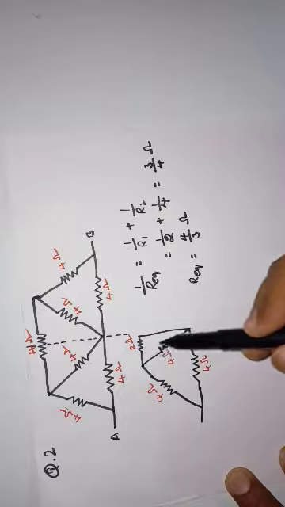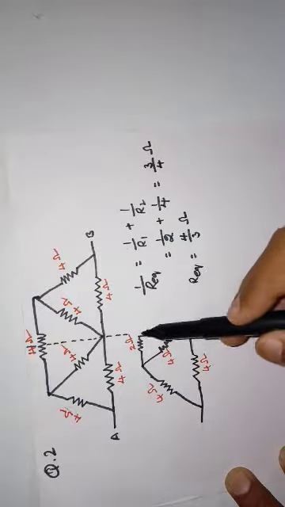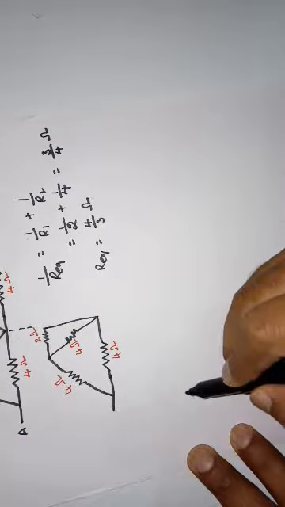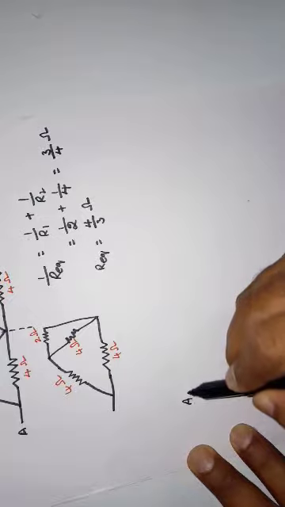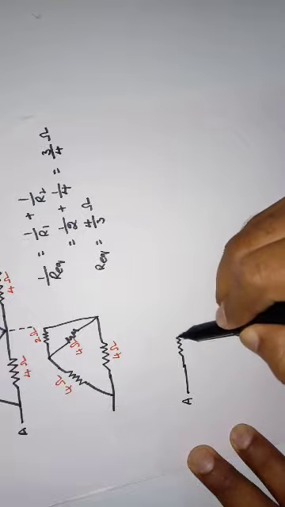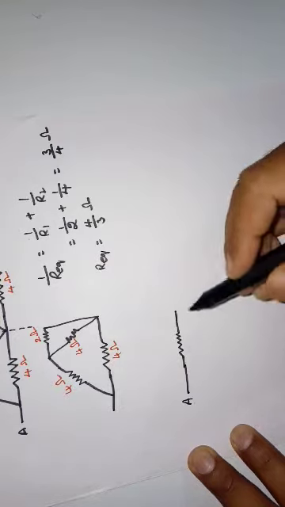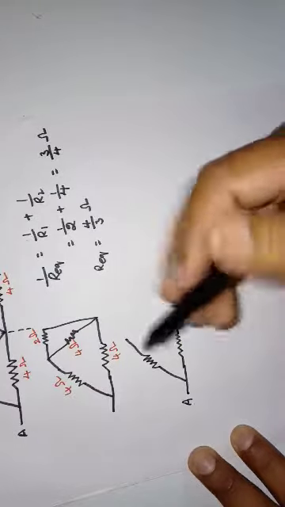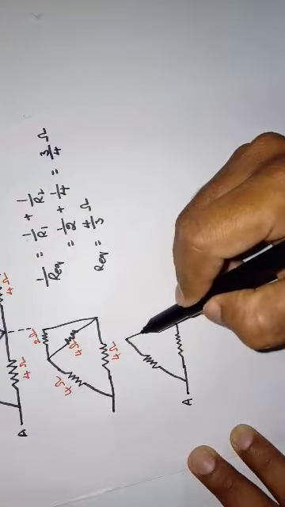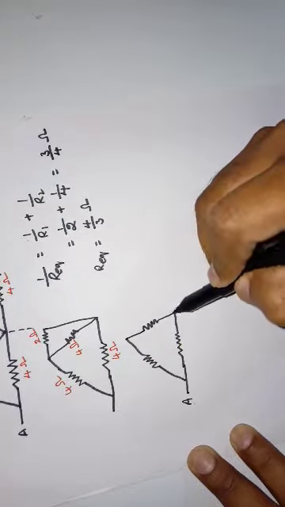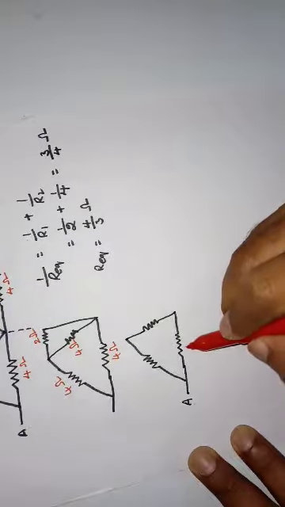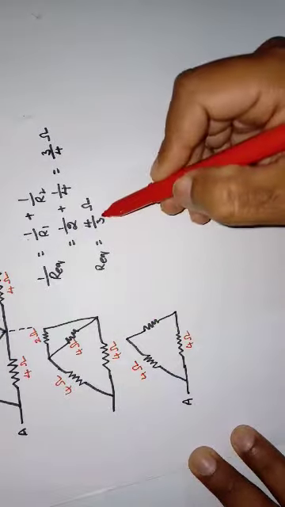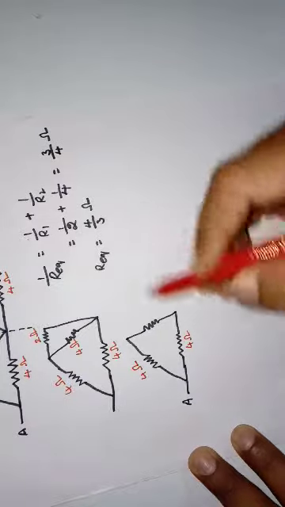Now we have calculated the equivalent resistance of this part, and the circuit will change like this. This is point A, and here we have a resistance of 4 ohms, and here we have another resistance of 4 ohms, and now this part will become like this. The third resistor is of 4 ohms, and this is also of 4 ohms, and this we calculated just before, that is 4 by 3 ohms.